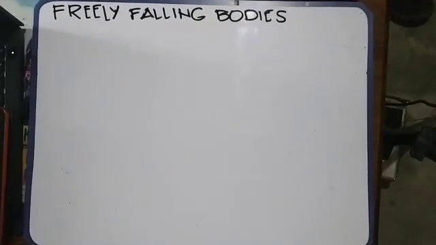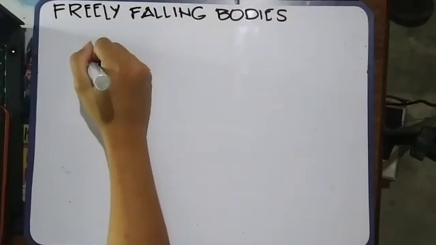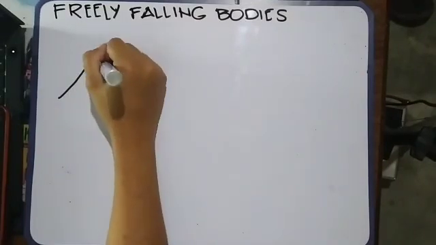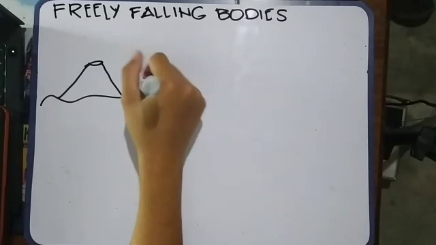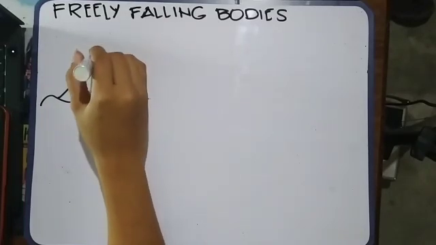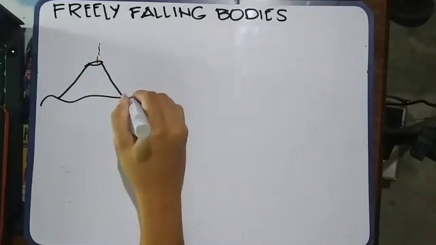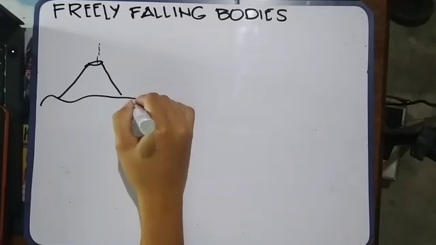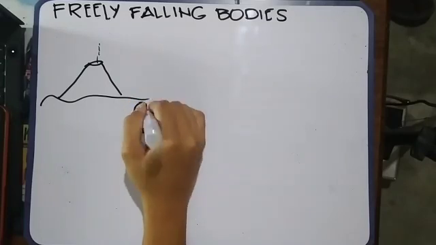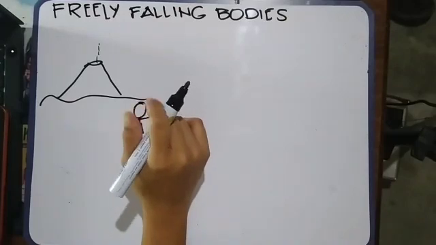So next is we have freely falling bodies. Example is a volcano shoots out lava bomb from its summit. So kunwari, ito yung volcano natin. Yan. Then nag-shoot out siya ng lava bomb. A man observing the eruption uses a stopwatch to time the flight of a particular lava bomb that is projected straight upward.